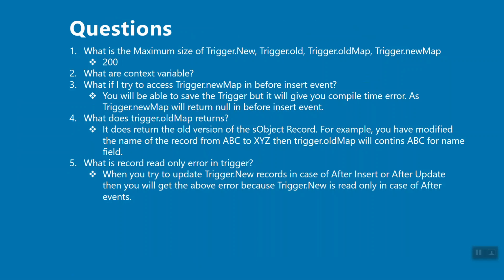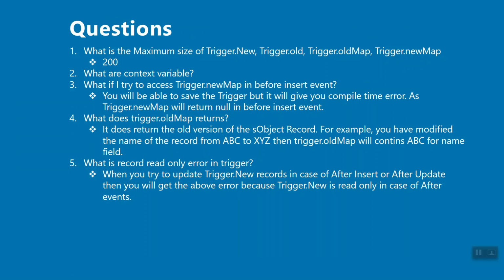Next is, what does trigger.old map return? We already discussed it and saw a working example for trigger.old and old map. It returns the ID and the old version of the sObject for records that are being updated or deleted. For example, if you change the name of a record from ABC to XYZ, trigger.old map will contain ABC for the name field.